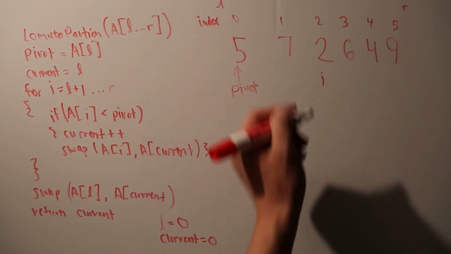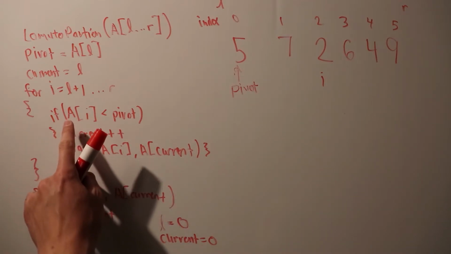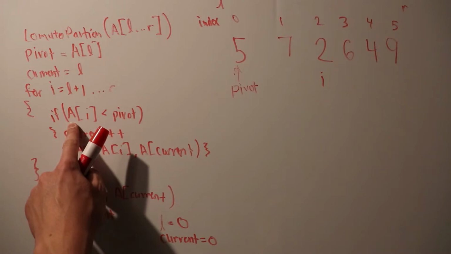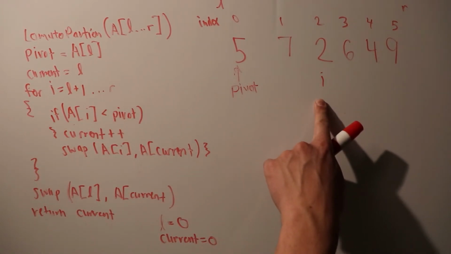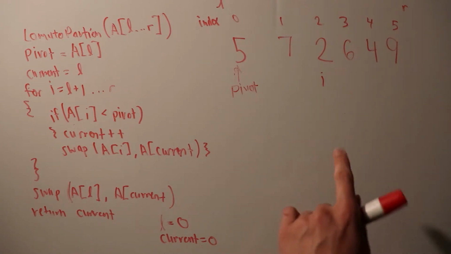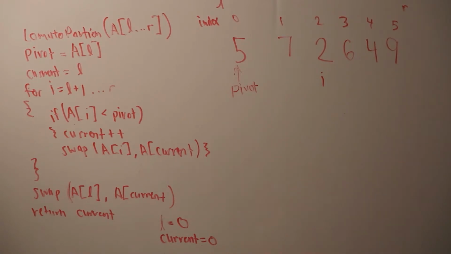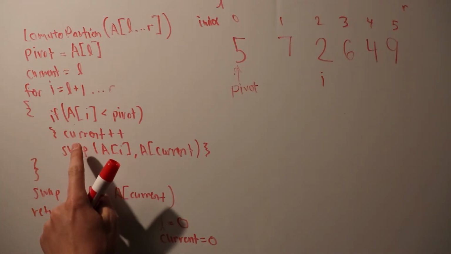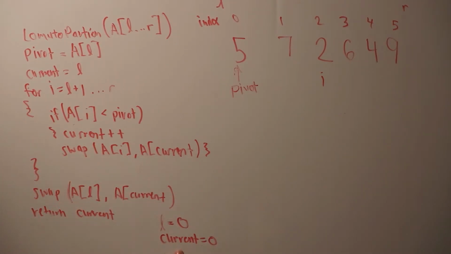So 2 is our new I. All right, so is the index I in the array less than the pivot? Is 2 less than 5? Yes, it is. So if 2 is less than 5, we need to do some stuff. First thing we're going to do is take current and increment it. We see down here our current is equal to 0. Let's make that 1. So our current would now be equal to 1.